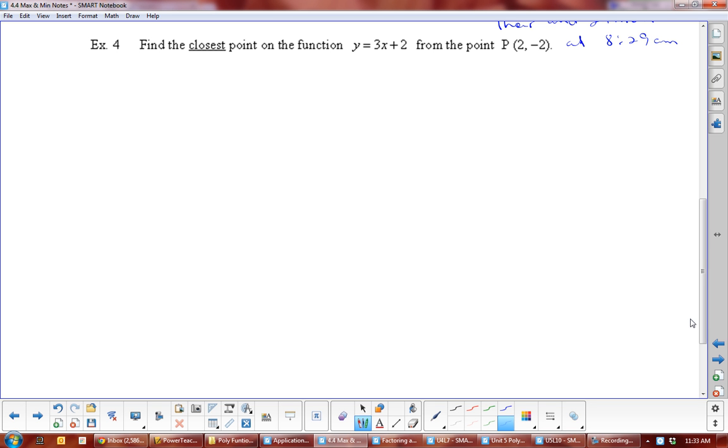And this one you've done many times before, but we'll do it using calculus. Find the closest point on the function y equals 3x plus 2 from the point 2, negative 2. Let's do a drawing quick here. Let's graph this 3x plus 2. Remember, this is the y-intercept, so we're at 2, and this is the slope. We go up 3, come over 1, be about there.